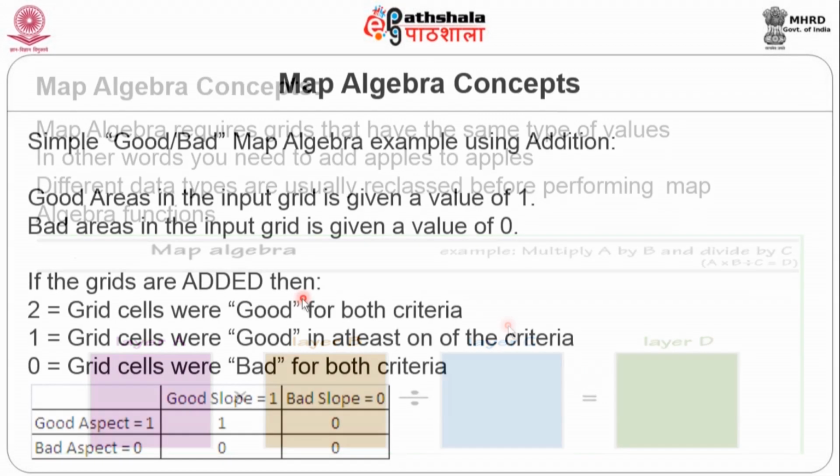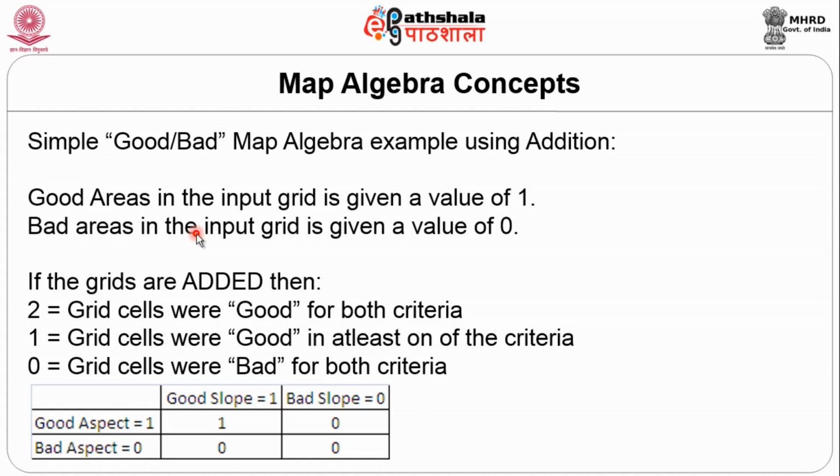An example of good and bad map algebra, where you can use addition. For all the values where you have good areas, that is areas of importance, you can give a value of 1. The rest of them you can give a value of 0. Then what will happen if you add two different layers? If you have two goods, then the value will be 2. If you have one good and one bad, you will have a value of 1. If you have both bad values, then you will have a value of 0. So this is how you can reclassify.